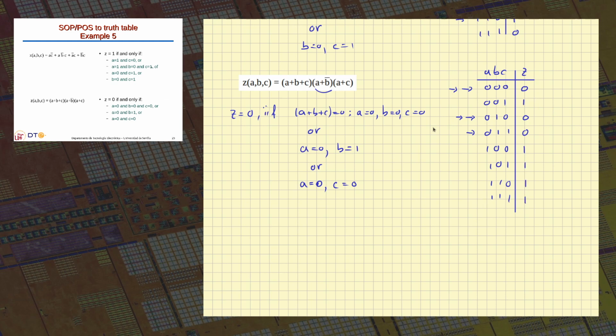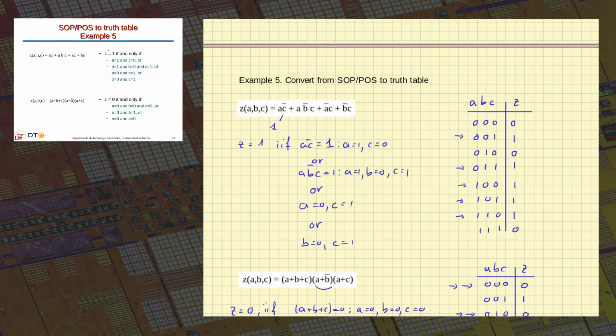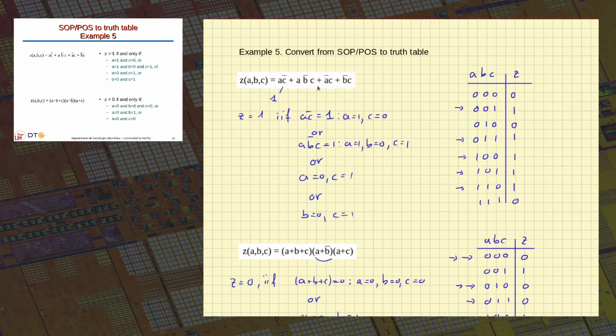Okay. So here we can convert from a normalized form to a truth table. We may obtain the canonical form, the product of maxterms, as we did in the previous example, but it's not really necessary, because it's not difficult to identify when the function will be 0 in this case, or when the function will be 1 in the other case.